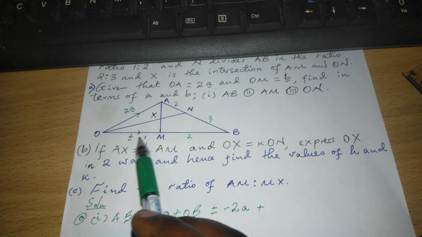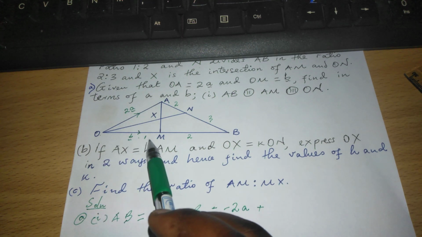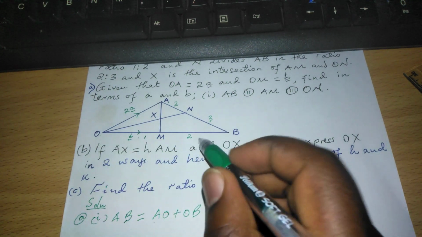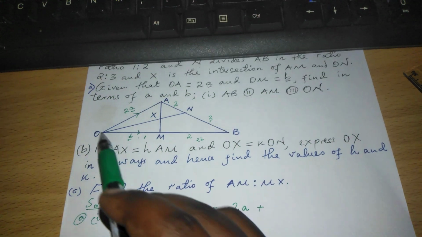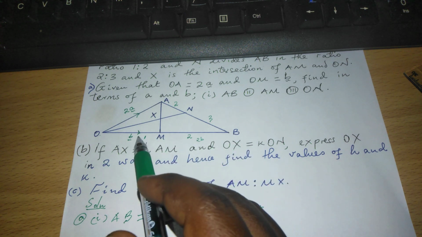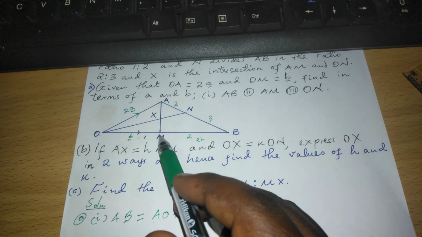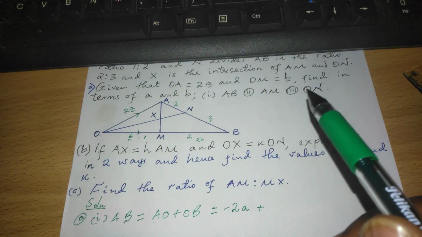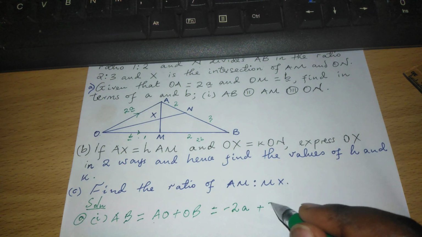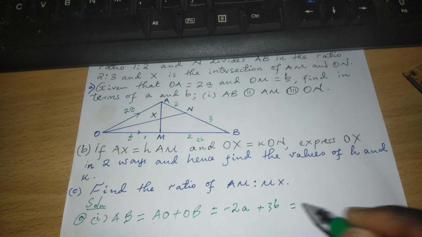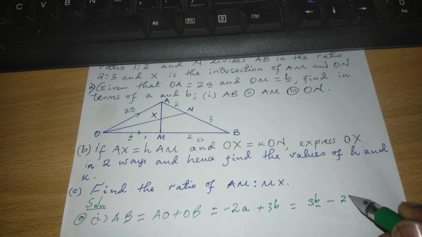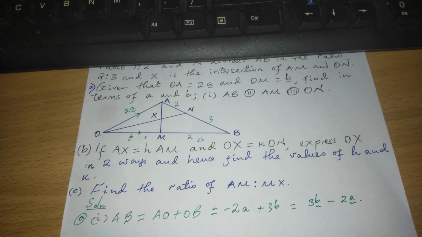So if this is one portion and it's vector B, then this one will be 2B because we have two proportions of OM. So this will be 2B. In other words, OB is vector 3B, the whole of it, because we have B from O to M, and from M to B is two proportions. So that means we have 2B here, and the total of OB is going to be 3B. So we can rearrange this vector into 3 vector B minus 2 vector A. So that one is sorted.